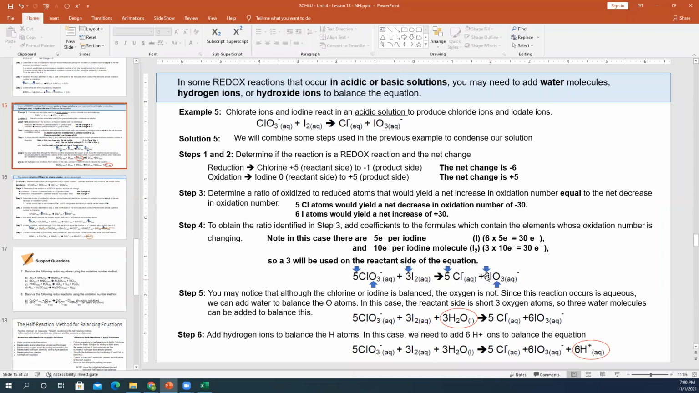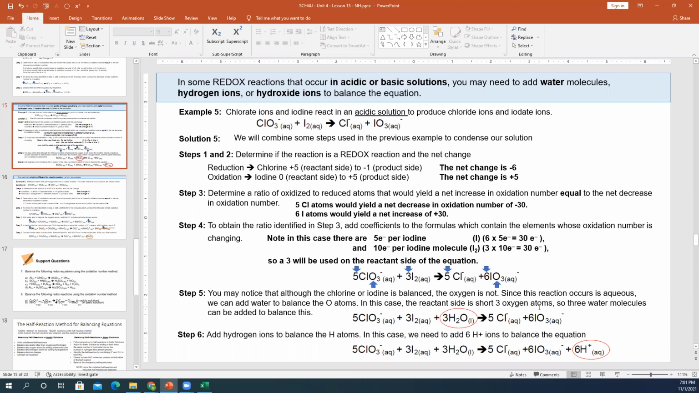And 5 over here and 6 over here. So notice that although the chlorine and the iodine are balanced, now what happens? The oxygen is not in this reaction. And since the reaction occurs in an aqueous solution, notice all these aqueous symbols down at the bottom. That means in water. So we can add water to balance out the oxygen atoms.